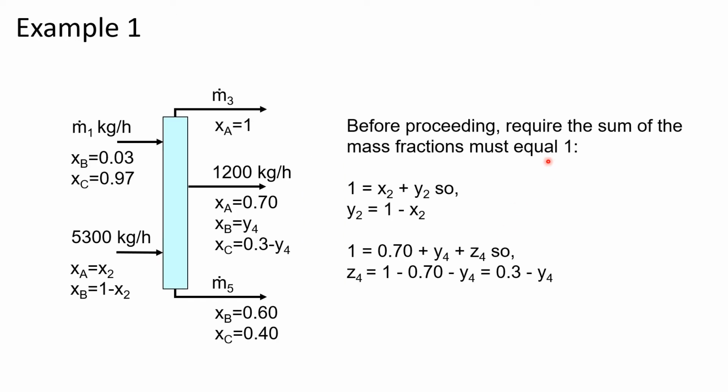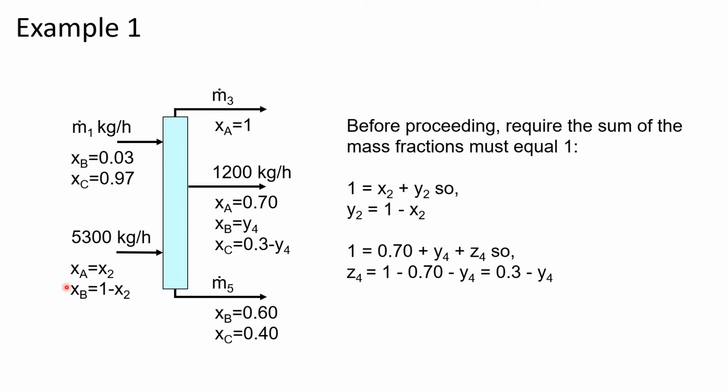Before proceeding, let's look at this diagram as it's been presented to us. Let's make sure that the sum of the mass fractions equals 1. If they don't, or if we haven't made use of that piece of information, we might be able to reduce the number of unknowns in this process flow diagram and simplify our work.